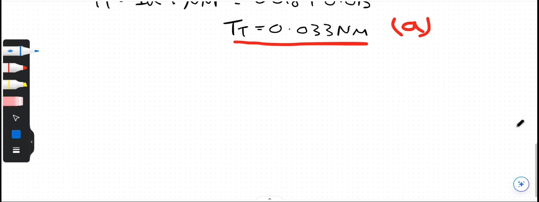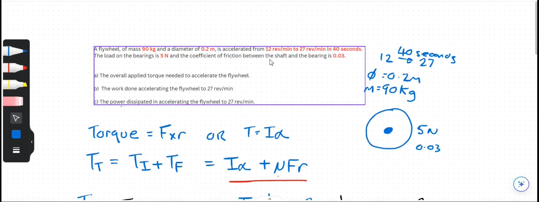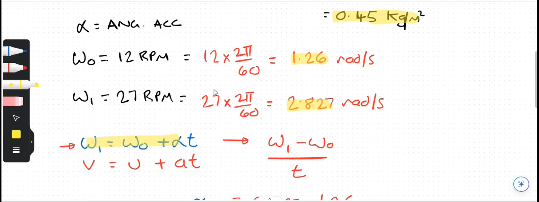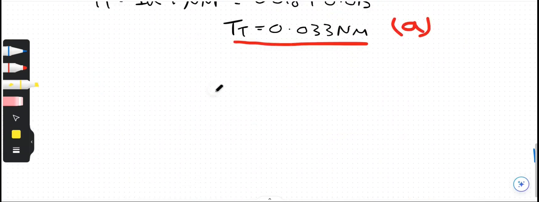So we've now got part A done. Now we need to do part B. Let's go up. We've done the overall applied torque. We've now got to do the work. So part B: work done accelerating the flywheel to 27 RPM. That means how much energy do we need to put in? How much energy is that torque providing to accelerate that flywheel, which is a bit of metal shaped as a wheel, up to 27 RPM?